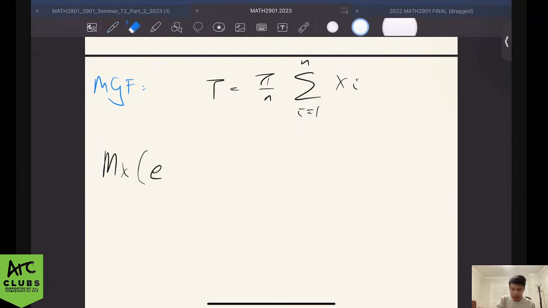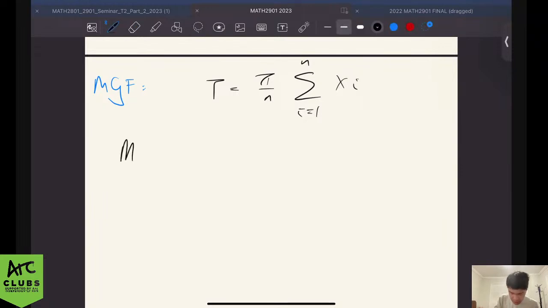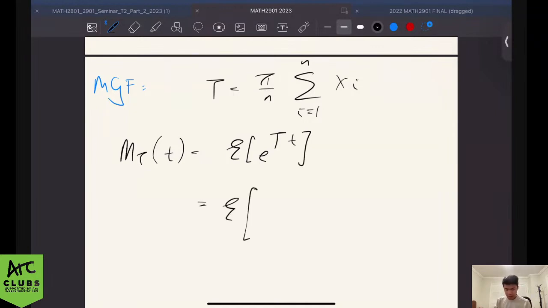Sorry, it'll be t times t. Sorry, MX of, sorry, I am experiencing jet lag. Okay, M_T of t will be the expectation of e to the power of t times T, that's my excuse, jet lag, which is equal to the expectation of, just sub it in, pi on n times t, times this sum.